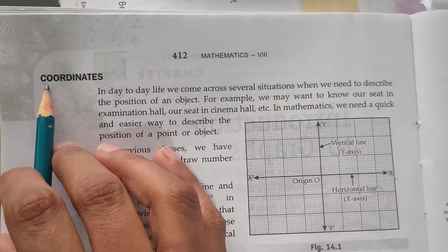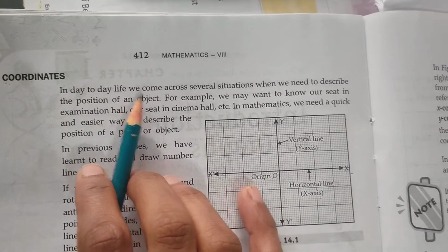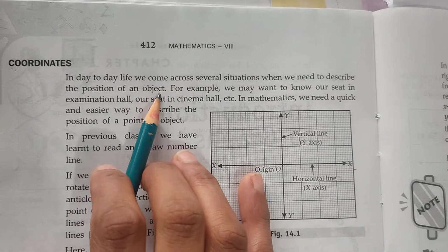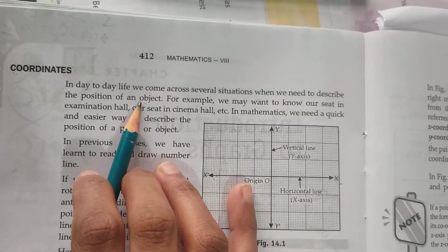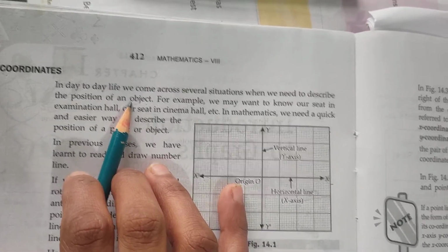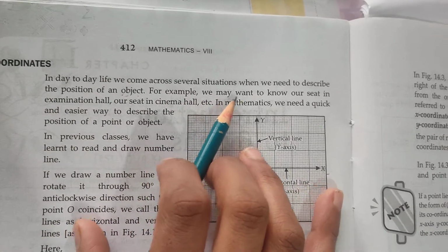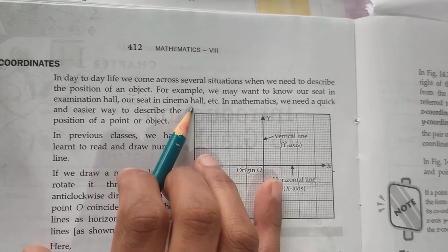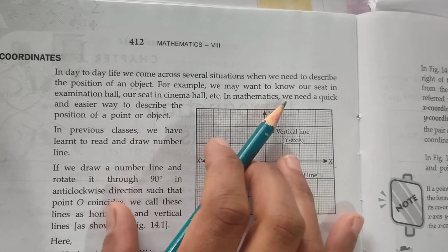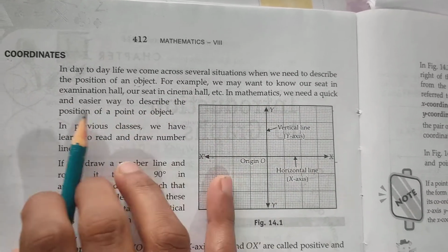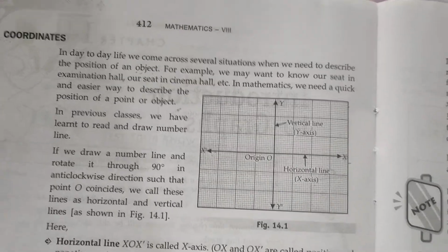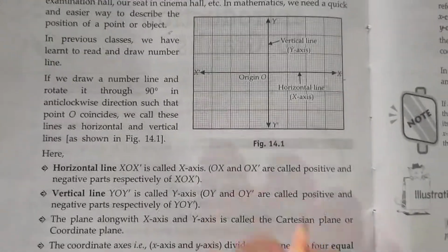First topic is coordinate. In day-to-day life, we come across several situations when we need to describe the position of an object, to declare the position of an object with respect to others. For example, we may want to know one seat in an examination hall, or one seat in a cinema hall. In mathematics, we need a quick and easier way to describe the position of a point or object. Means if we want to describe any object's position with respect to others, let's find out.